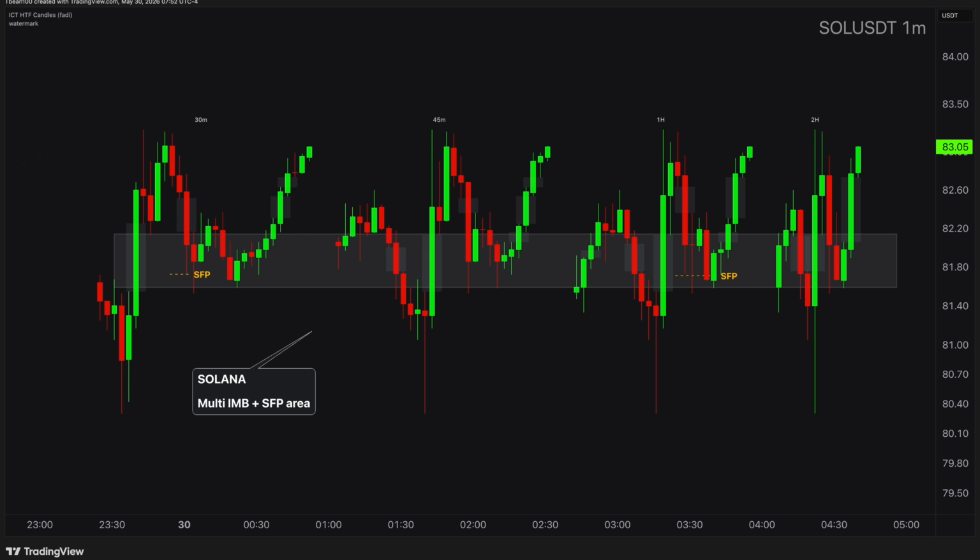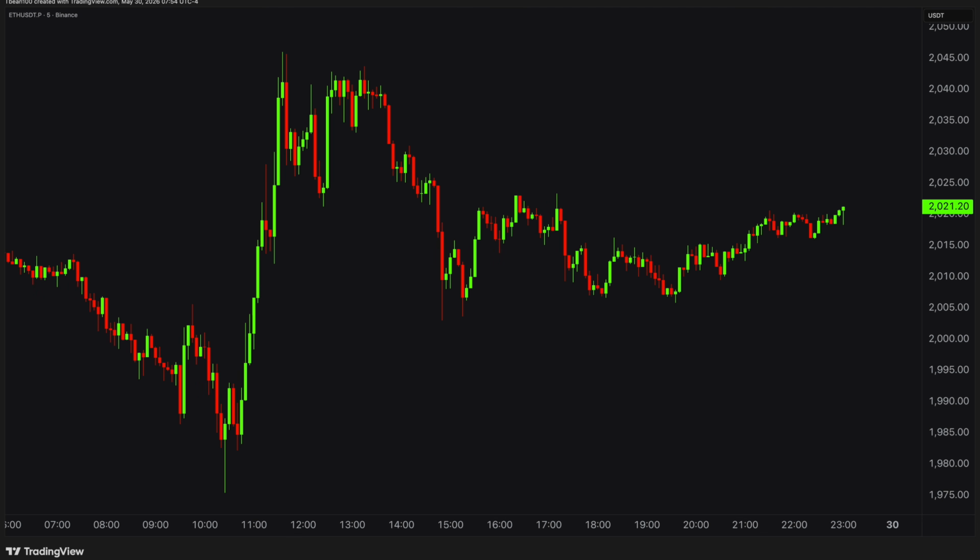So the question was, out of these three assets, Bitcoin, Ethereum, and Solana, which one was the most tradable one? We will go to the lower time frames now and talk about the inner structure. Let's start by looking at the low time frame charts, starting with the Ethereum chart first. If you examine the inner structure closely here, you will notice something quite interesting.